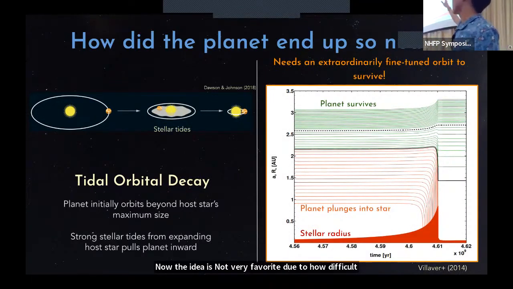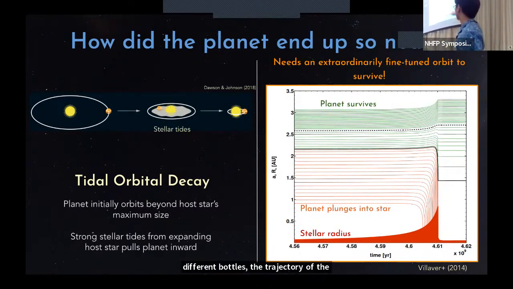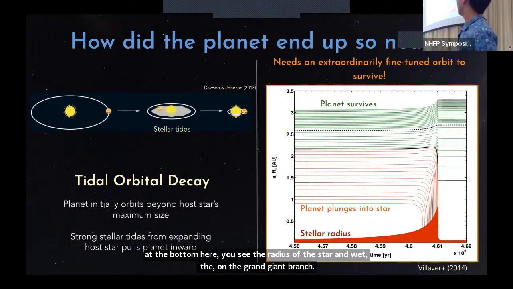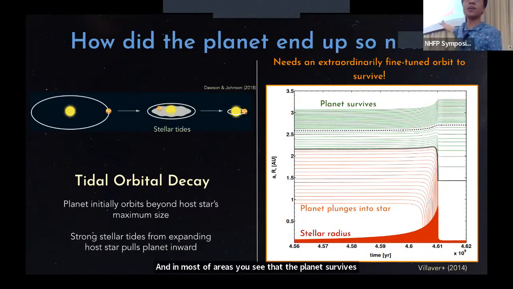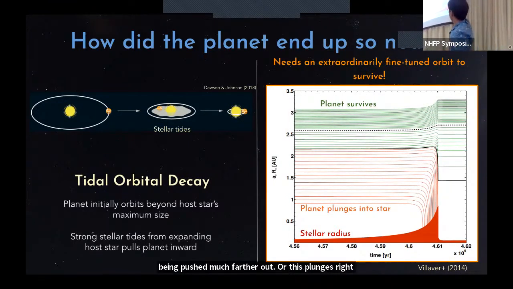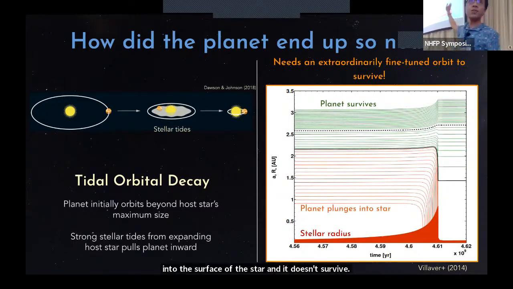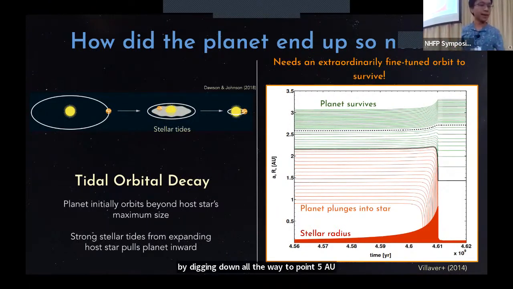Here, these are different models of the trajectory of the planet, and at the bottom here, you see the radius of the star as it went to the tip of the red giant branch. And in most scenarios, you see that the planet survives by being pushed much farther out, or just plunges right into the surface of the star and it doesn't survive. It's extremely difficult to have something that survives by dipping down all the way to 0.5 AU. And due to this, we actually disfavor this particular scenario of tidal orbital decay.